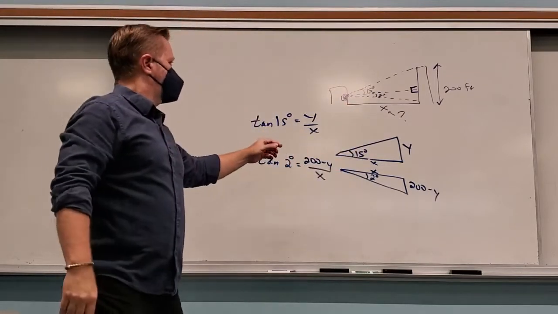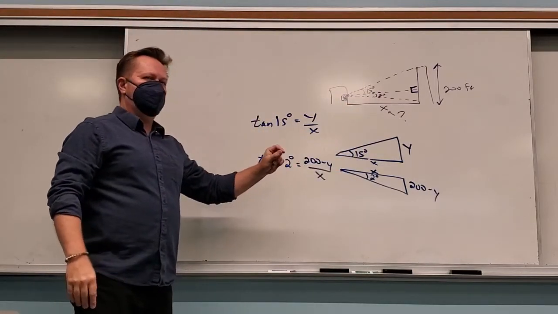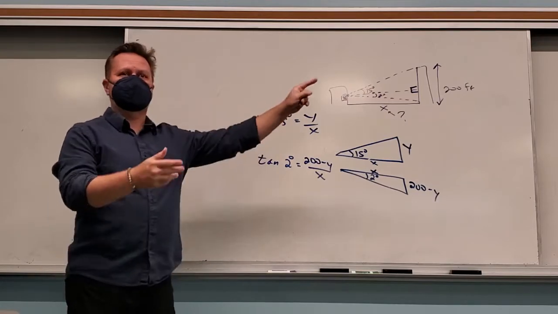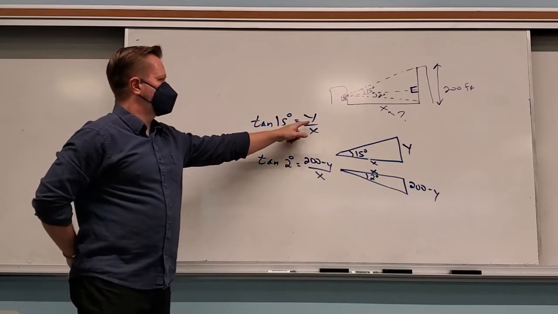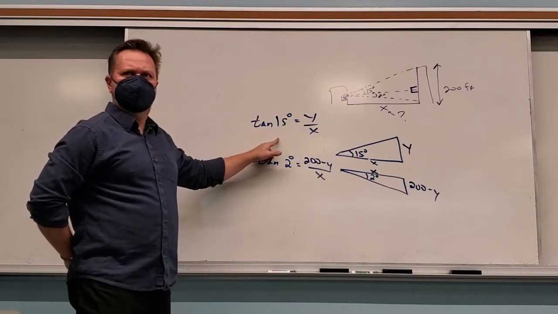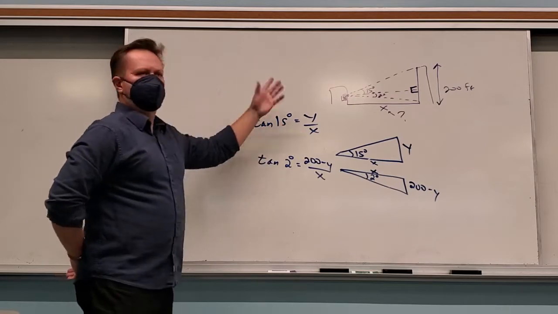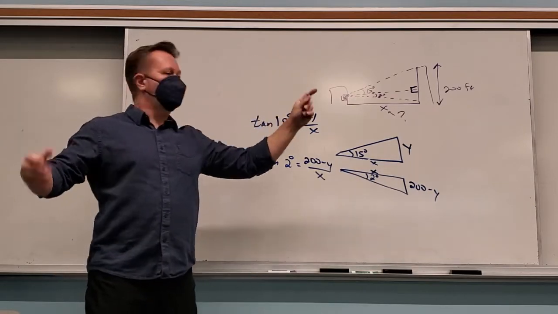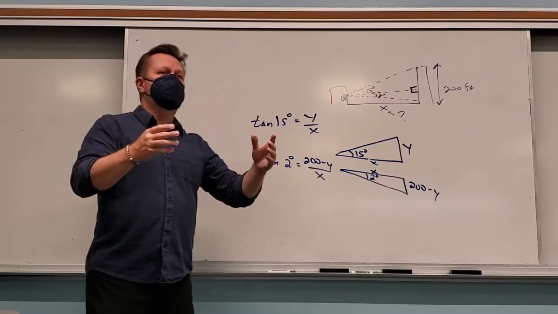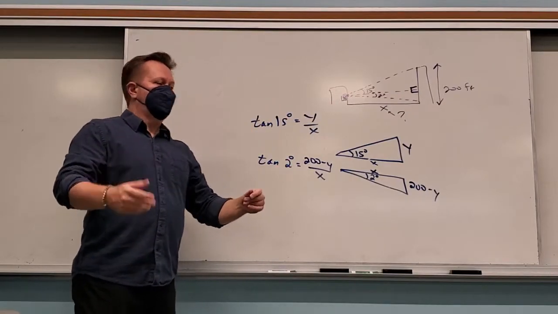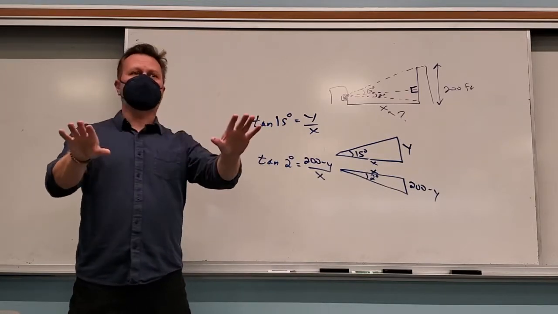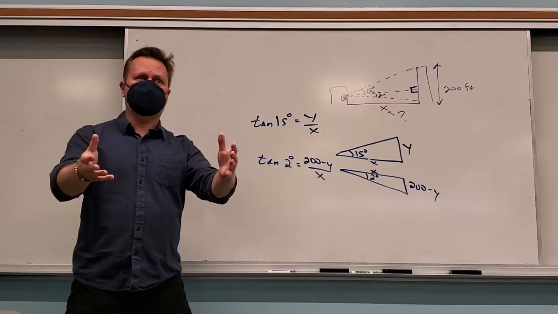So which letter do you not care about? Y. We don't care about y. The question's asking for x. So can't I solve this for y? How do you solve this for y? One step. How do you get y by itself? Multiply by x, right? Y is being divided by x. Multiply by x. That'll kill the x, right? The y will be by itself, correct?